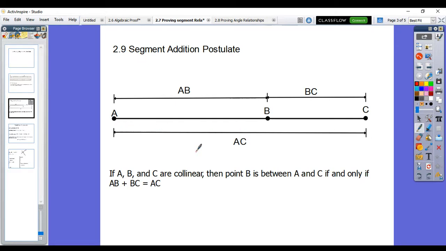I think a problem on your test was saying, hey, the whole thing is 30. One segment is 17. What's the other one? It was very easy to do. We just subtracted those and got 13. And that is true. But generally speaking, understand that anytime there are 3 collinear points and there's 1 point in between, endpoint to that point, and then that point to the other endpoint, those 2 segments equal the whole thing.